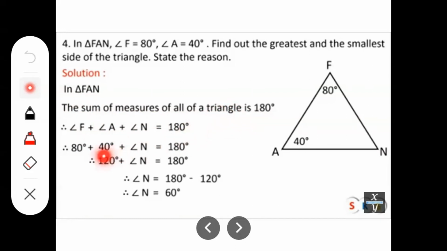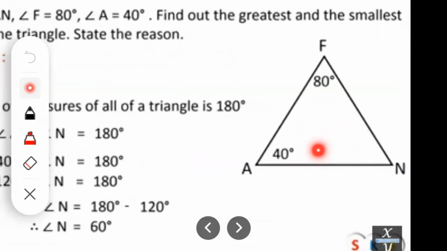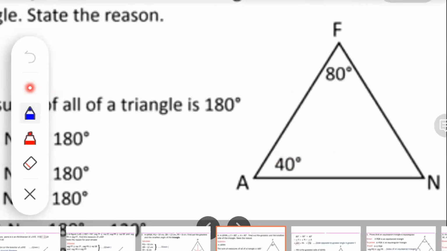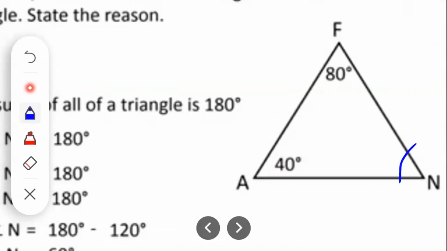Now put the values for the given angles. Angle F is 80, angle A is given as 40 degrees, and as we don't know the value of angle N, keep it as it is and continue the step. Then by the calculation you will get angle N equal to 60 degrees.